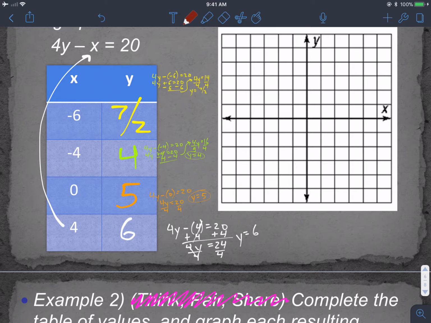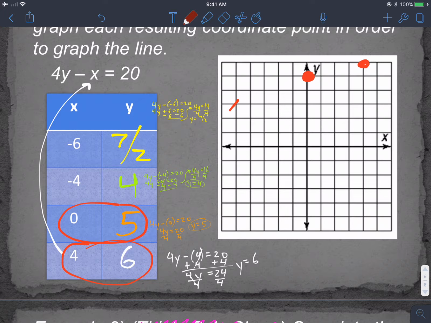You only need to plot 2 points to make the line. Well, like one of them I really don't like right off the bat. But I could just pick 2 of the other ones. So like 0, 5 is pretty easy. So I'll plot the point 0, 5. And then I'll plot the point, say, 4, 6. 1, 2, 3, 4. Finished.